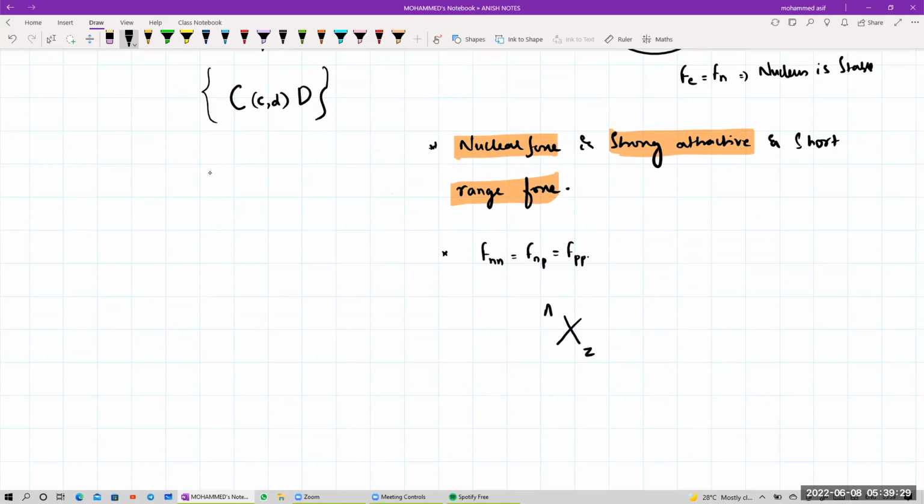What is this one, beta? Element representation. What does A represent here, beta? Mass number. And Z represents the atomic number. This is your atomic number.